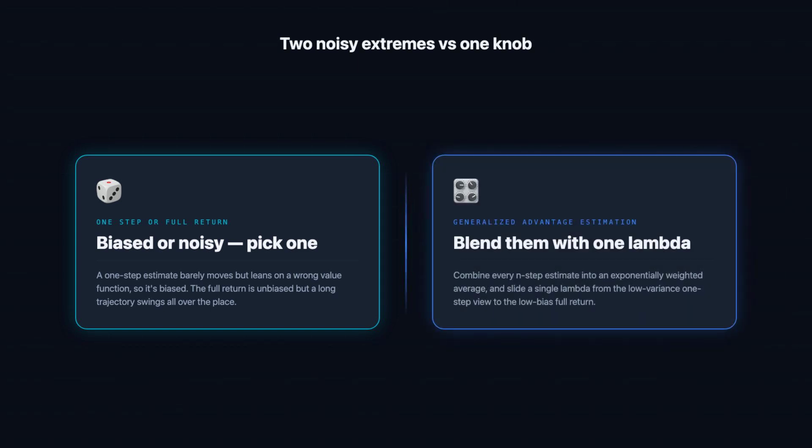Here is where GAE steps in. Instead of committing to either extreme, it blends every n-step estimate into one exponentially weighted average, and a single parameter, lambda between 0 and 1, slides smoothly along that spectrum. Push lambda toward 0 for the low variance, biased one-step view. Push it toward 1 for the low bias, noisy full return. In between, often around 0.95, sits a sweet spot with much of the best of both.